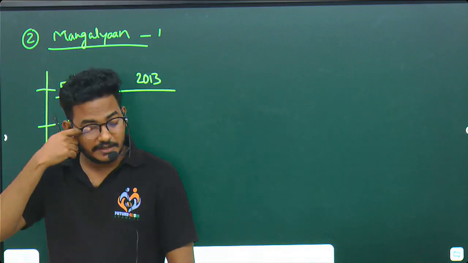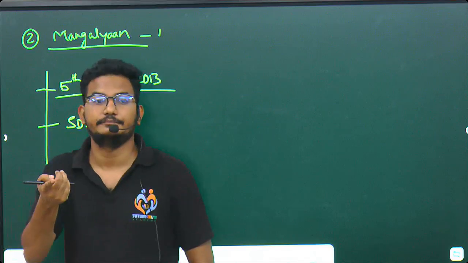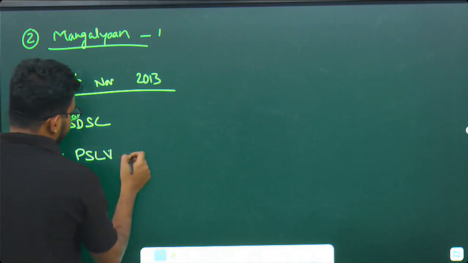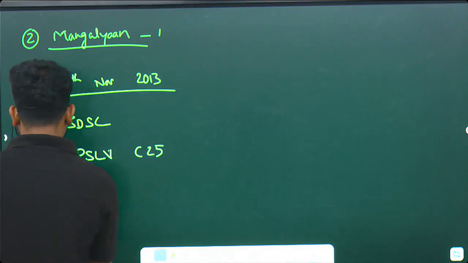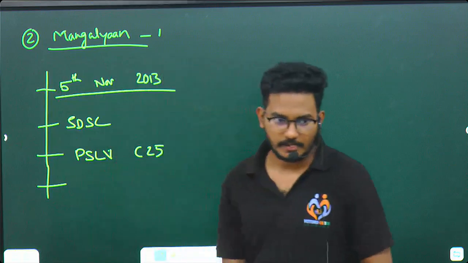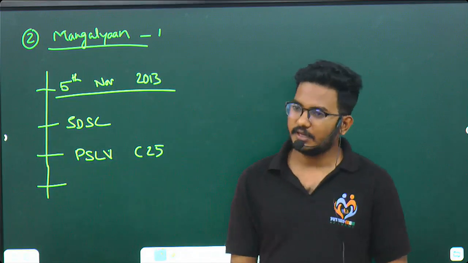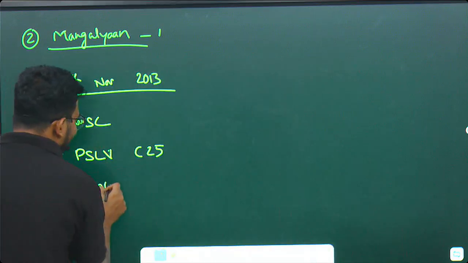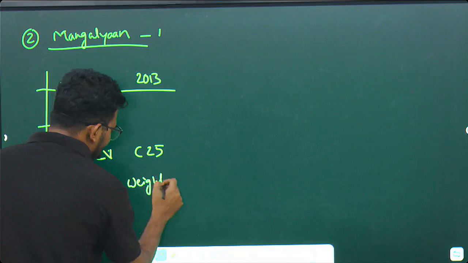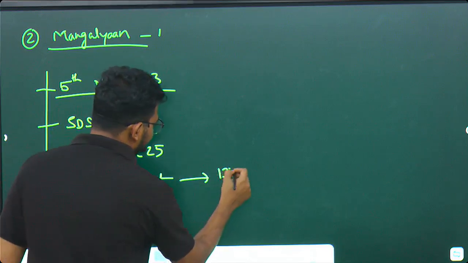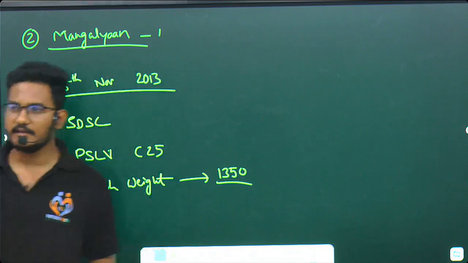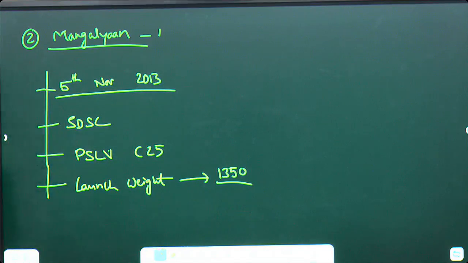Using vehicle, obviously I have already told you, PSLV C25. And the launch weight is 1350. Here I am writing it as launch weight, but actually it is mass. Why I am writing it as weight is because in current affairs you will find it as weight only. But in space we generally use mass, because weight will decrease in space, because weight is associated with gravity.